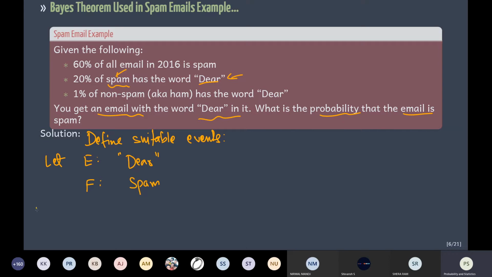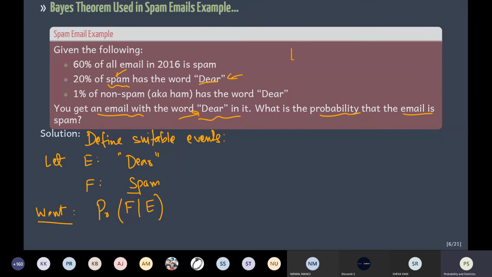And the question that we are asking is, what we really want is the probability that the email I received is spam, given that it has the word dear in it, right? Now it is easy to say what we are asking: the probability of spam, which is F, given that the word dear is in it, which is E.